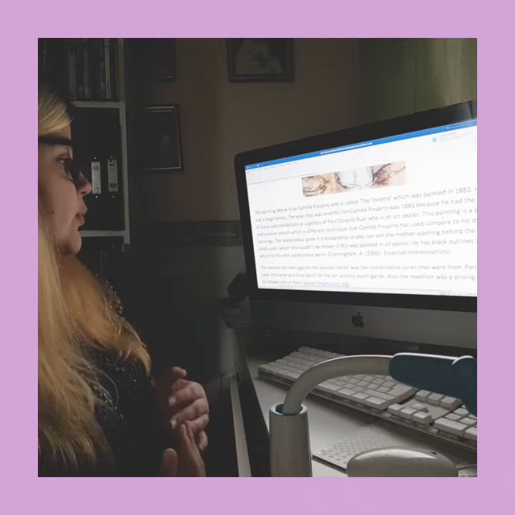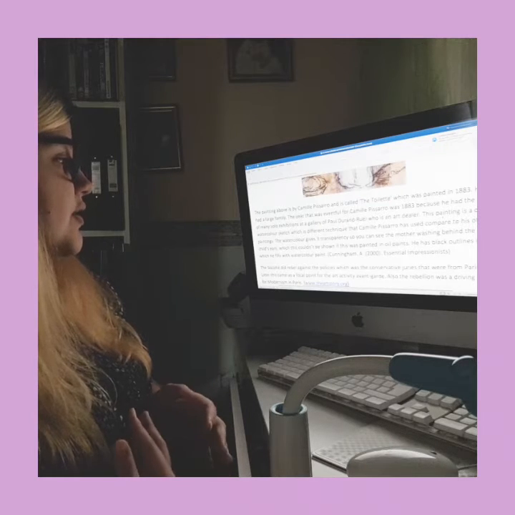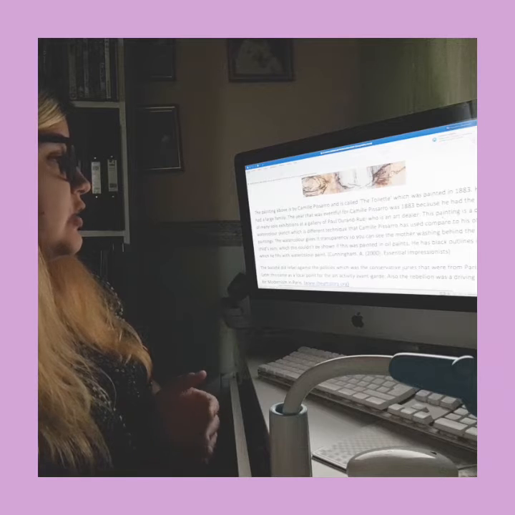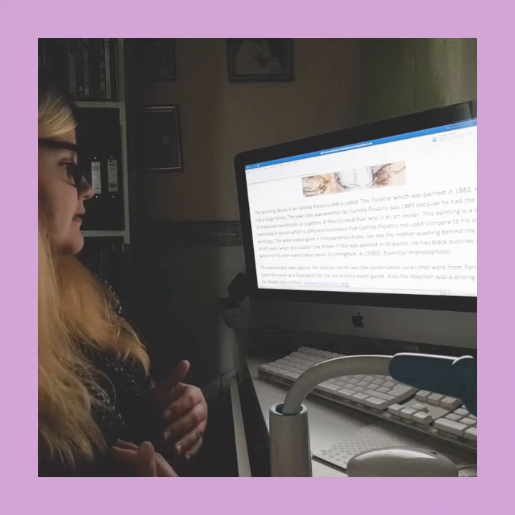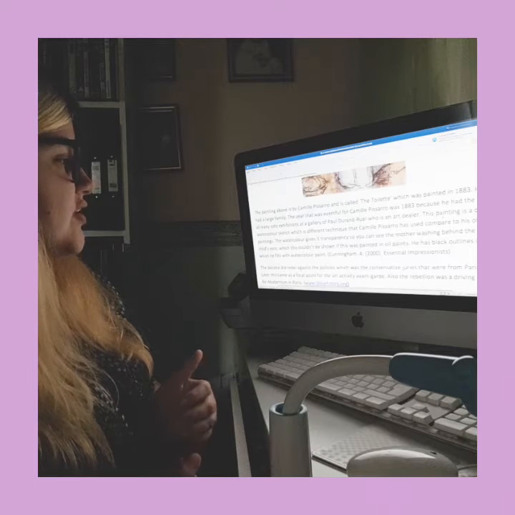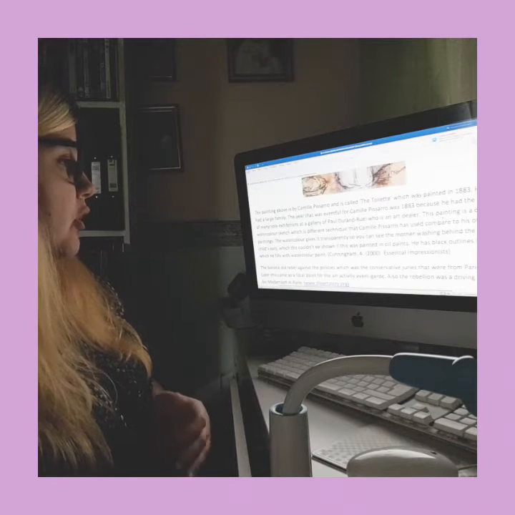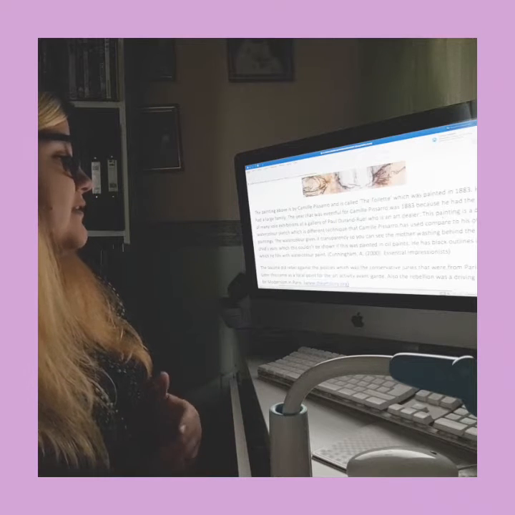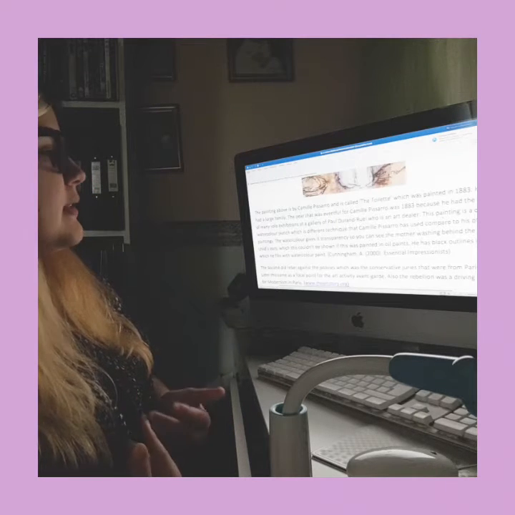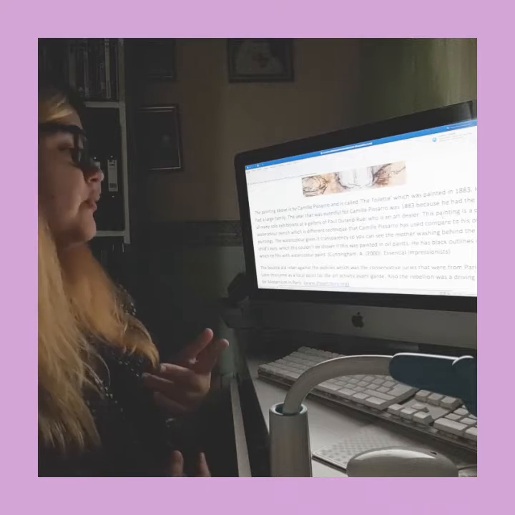This painting is a quick watercolour sketch, which is a different technique that he has used compared to his other paintings. The watercolour gives it transparency so you can see the mother washing behind the child's ears, which could not be shown if it was painted in oil paints. He has black outlines which he fills with watercolour paint.